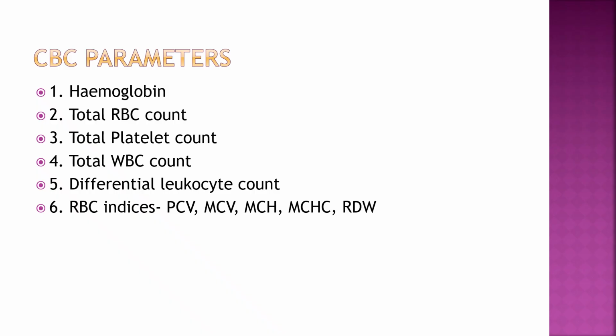So what are the CBC parameters? It is hemoglobin, total RBC count, total platelet count, total WBC count, then differential leukocyte counts. In that we can see agranulocytes like lymphocytes, monocytes, and granulocytes like neutrophil, eosinophil and basophil. And RBC indices: PCV, MCV, MCH, MCHC and RDW can be seen. All these parameters we can do manually, but because of the calculations it takes a longer time. So nowadays, because of the advanced automated cell counter system, we can do all these parameters within a minute in one aspiration in the cell counter.